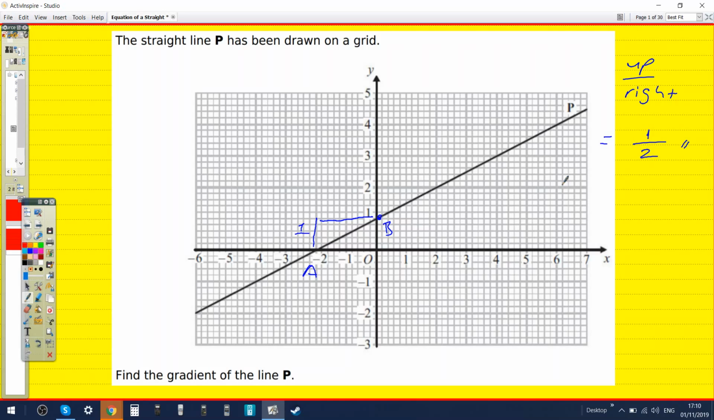Wait, sorry, I don't understand. So from the point A to point B. A being what point, sorry? So the one on the minus 2, 0. Okay, yeah. And B is 0, 1. And so it is how many up over how many right. So you went 1 up and 2 right.